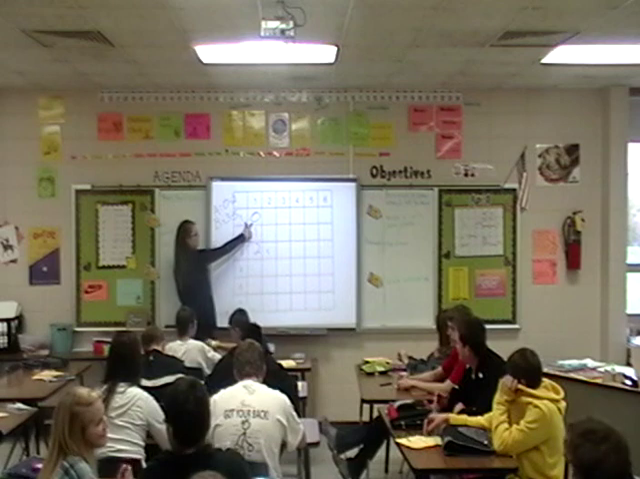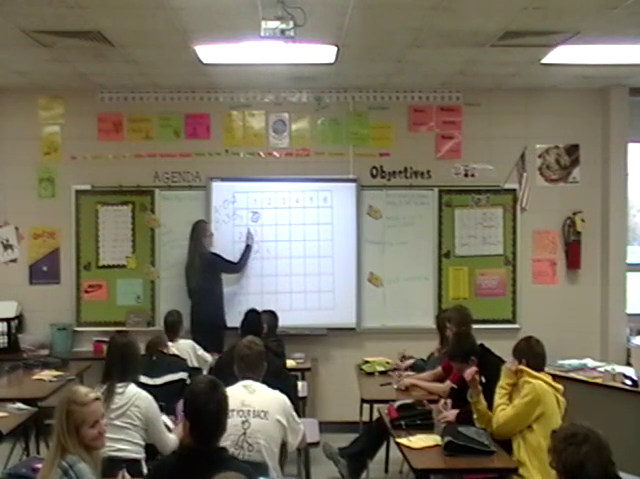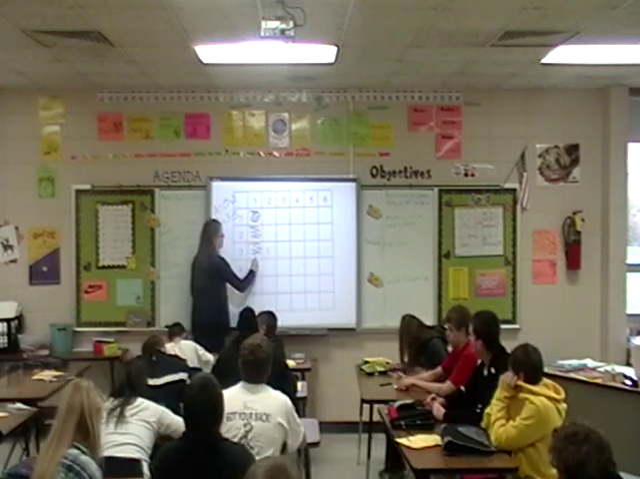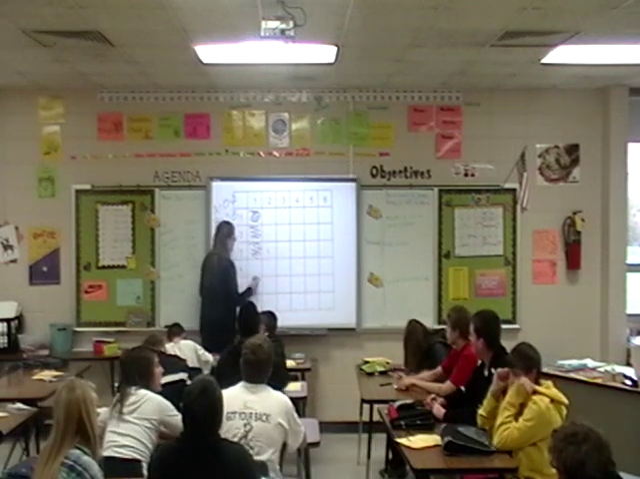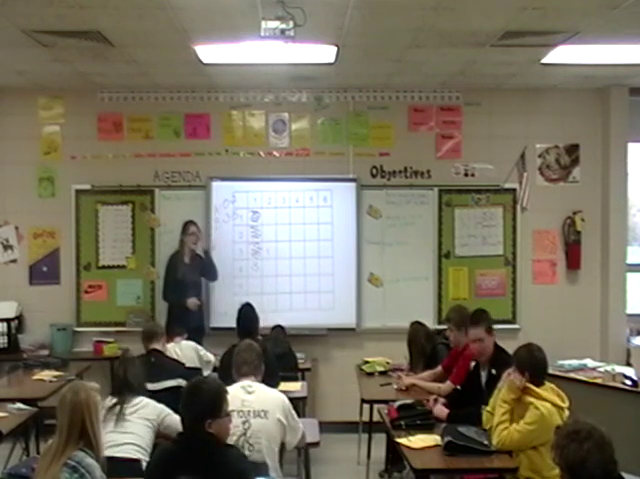For example, this one is a 0. I'm going to color that in for A. This one is a 1. A gets that one. This one is a 2. A gets that one. Go ahead and color it in right now.